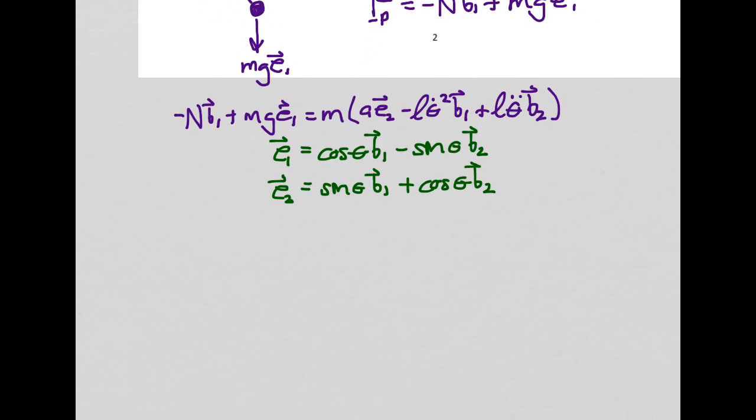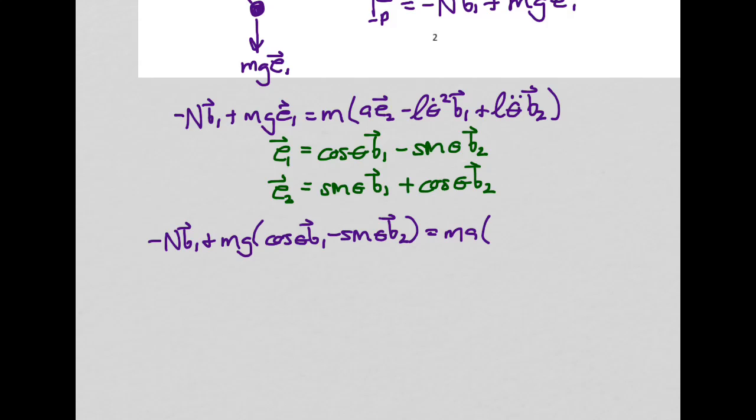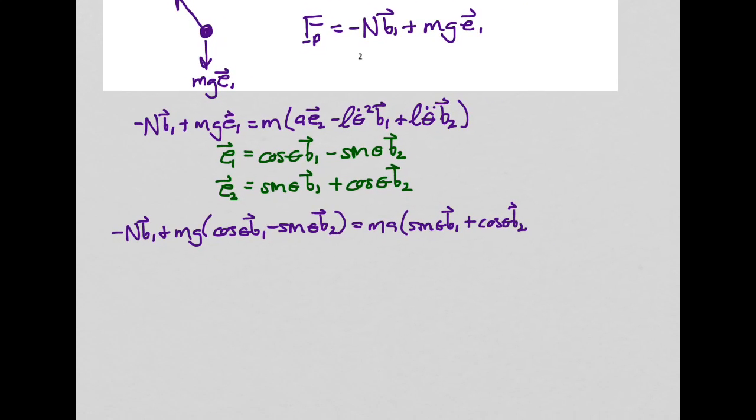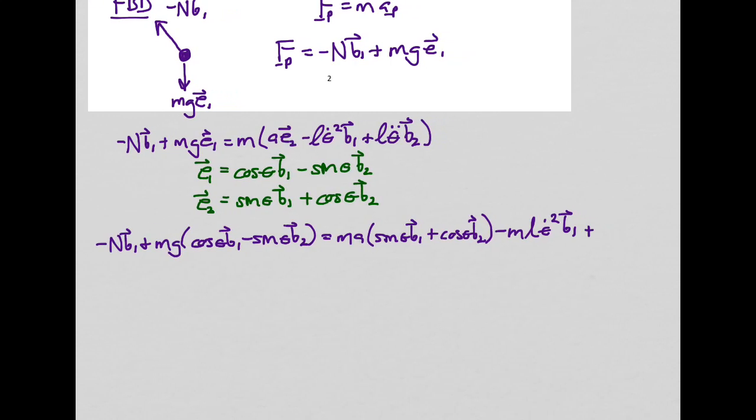Okay, let's substitute all that in, and when we do, we get minus n in the B1 direction plus mg multiplied times the quantity cosine theta B1 minus sine theta B2 is equal to ma multiplied times the quantity sine theta B1 plus cosine theta B2, then tack on the rest, minus ml theta dot squared in the B1 direction plus ml theta double dot in the B2 direction.